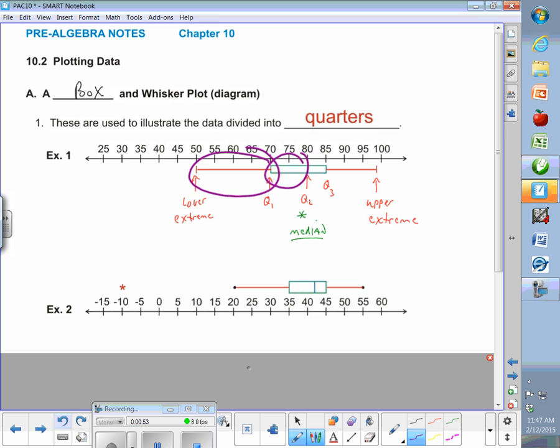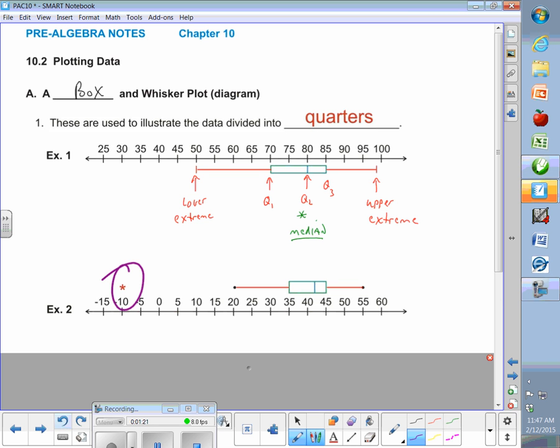With that comes the term quartile. So the end of the first quarter of data is called Q1, or the first quartile. The end of the second quarter is called Q2, or the second quartile. And remember, Q2 is the median. The end of the third quarter is Q3, or the third quartile. Lowest piece of data is the lower extreme. Highest piece of data is the upper extreme.